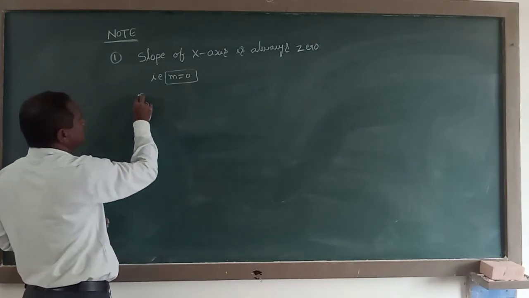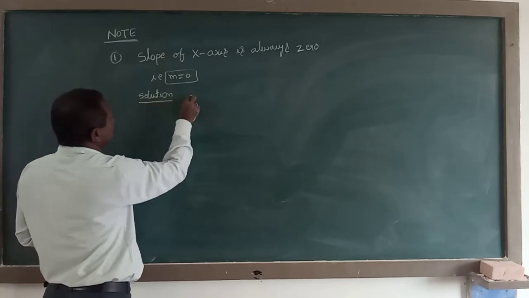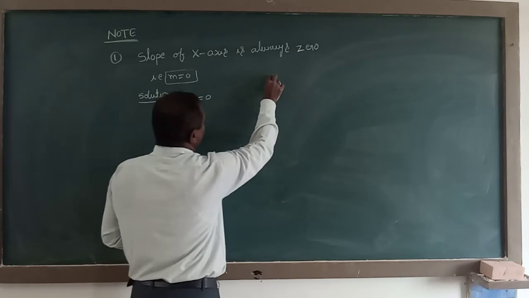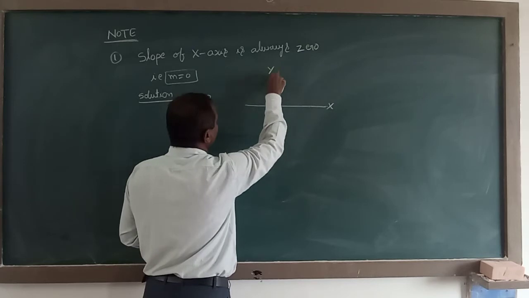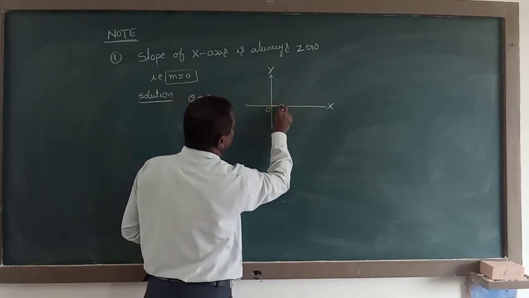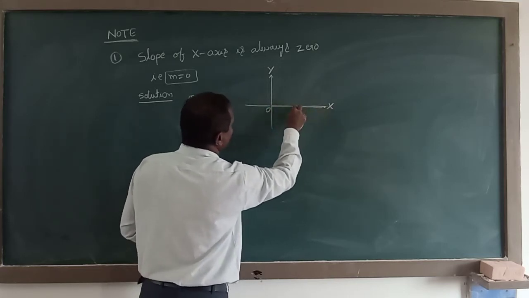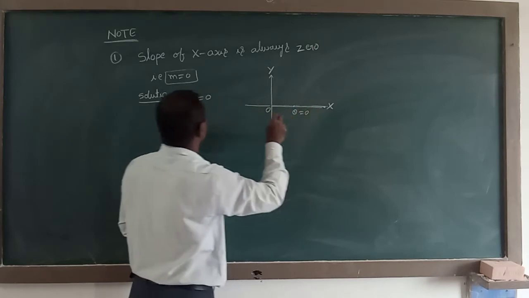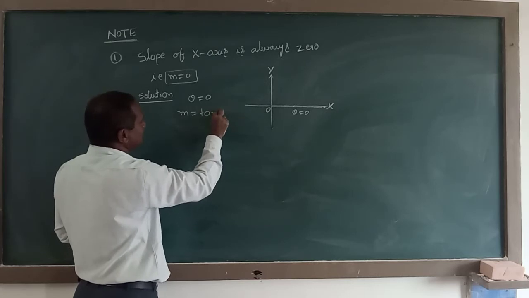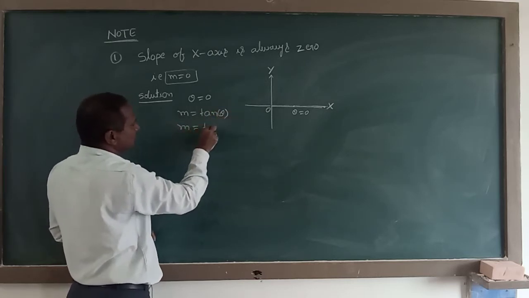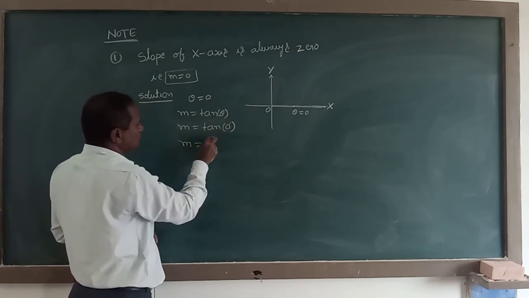The proof, or solution, for that is: theta is equal to 0 degrees always, because the angle made by the x-axis is always 0 degrees here. Here, the angle on the x-axis by the line in the positive direction is always theta equal to 0 degrees. When theta is 0 degrees, m is equal to tan theta, so m is equal to tan 0 degrees. Therefore, m is equal to tan 0, which is 0.